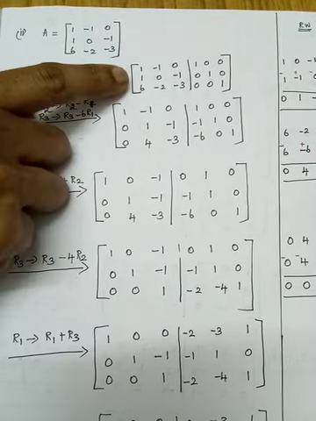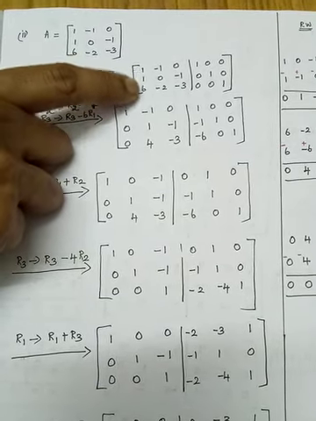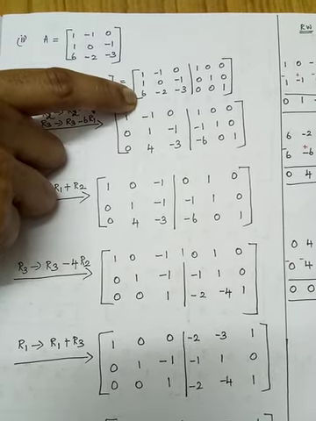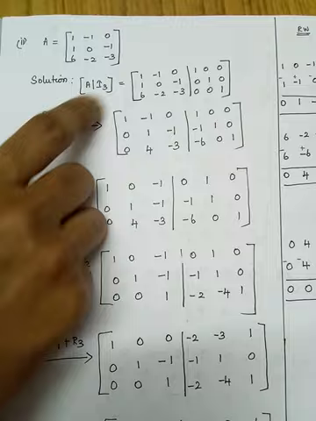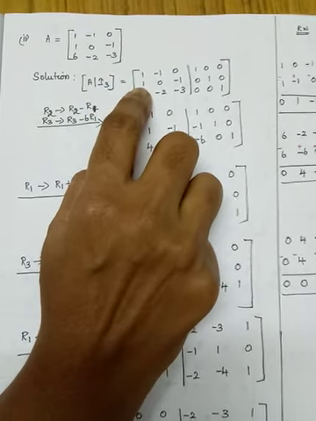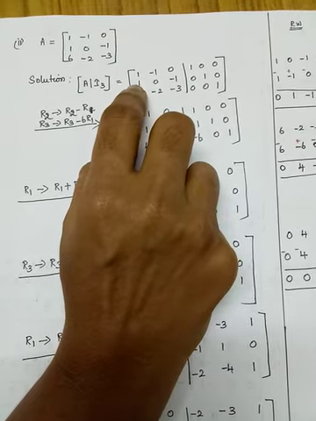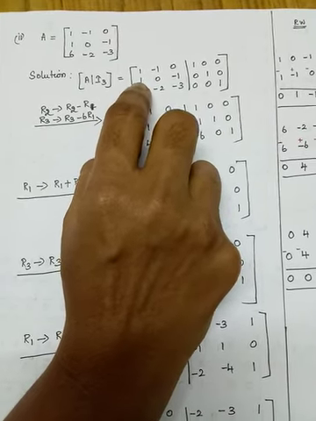So what is the next step? We have to make these two elements 0. In the place of 1 we have to bring 0, and in the place of 6 we have to bring 0. I'll take this R2. If R2 has to be transformed, what transformation do we have to use now?